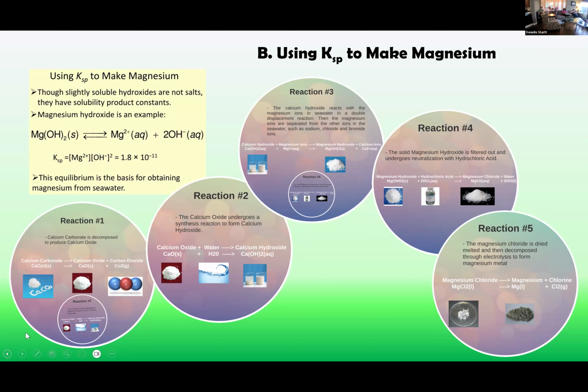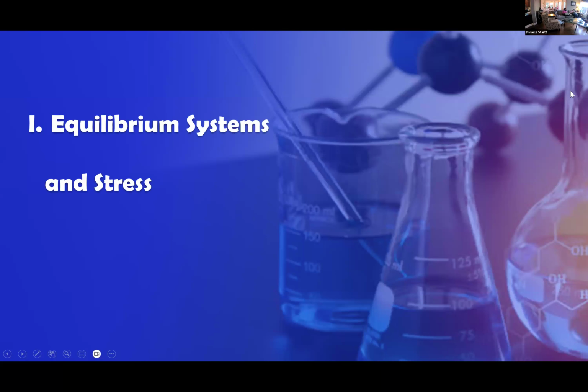So you can start with calcium carbonate and go through this entire process, add some magnesium ions at one point, and you can end up with magnesium metal. Though those slightly soluble hydroxides are not salts, they have a solubility product constant. Magnesium hydroxide is an example of this, and just shows how you can use that K sub SP for something practical. That's all.